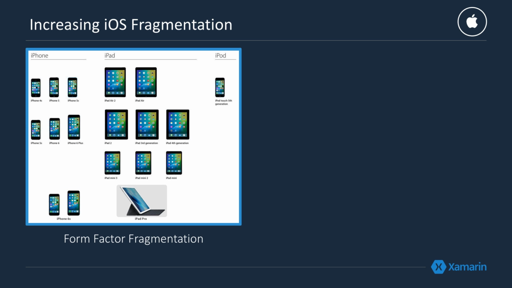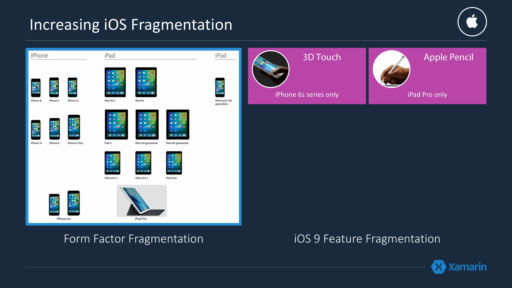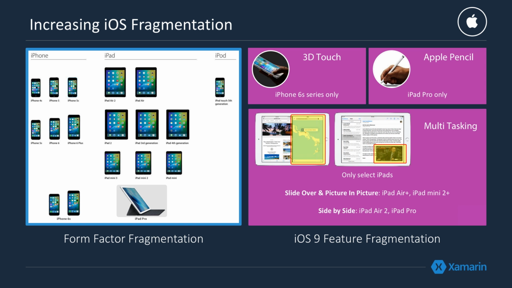Now for iOS, if you look at the form factor fragmentation, we have the iPhone 6s and the iPad Pro, which was announced just recently. But now we have features available only in certain models, like 3D Touch, which I mentioned earlier, and the Apple Pencil, which is essentially a stylus that's available for the iPad Pro only, announced just about a week or two ago. And as I mentioned, multitasking is only available in the iPads, certain multitasking features are only available in certain models, and side by side is only available in a subset of those.